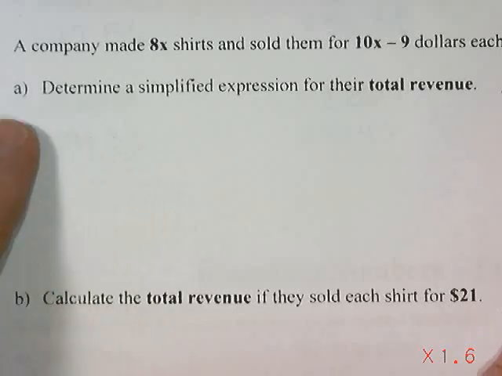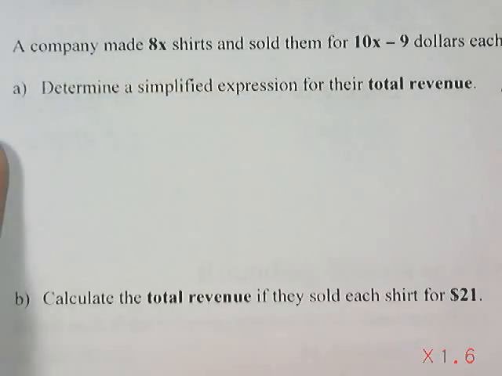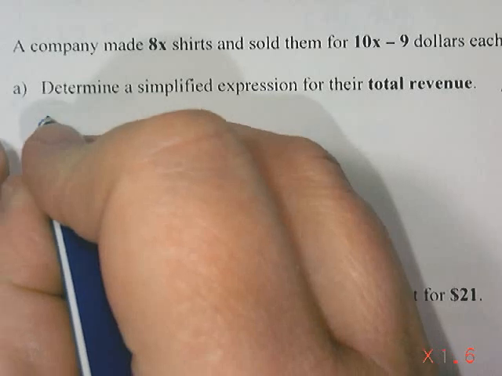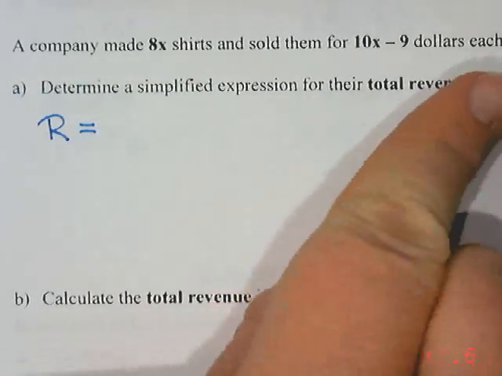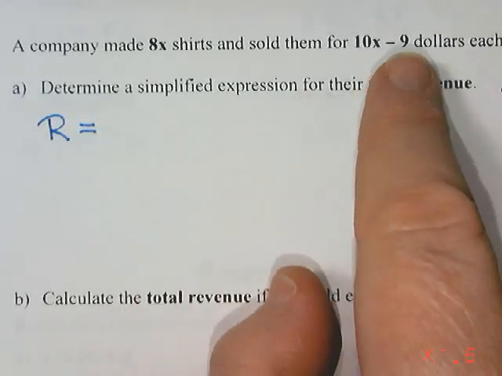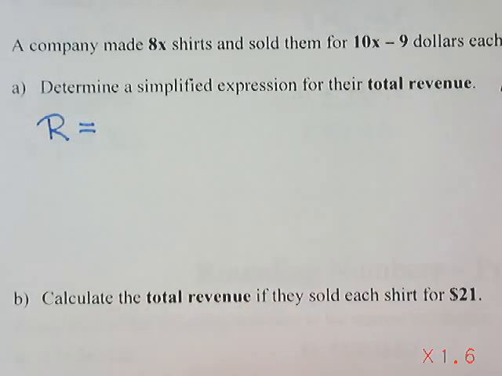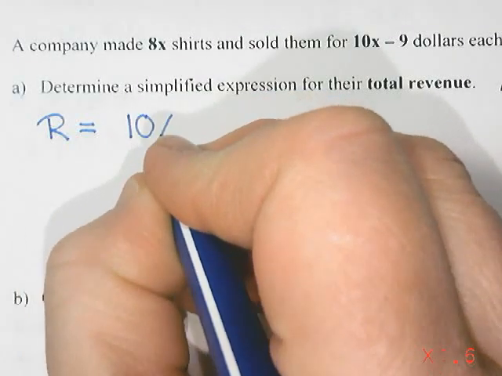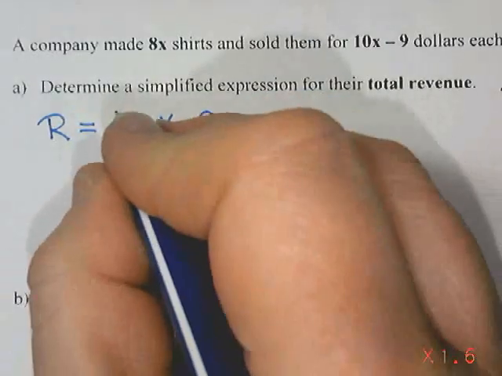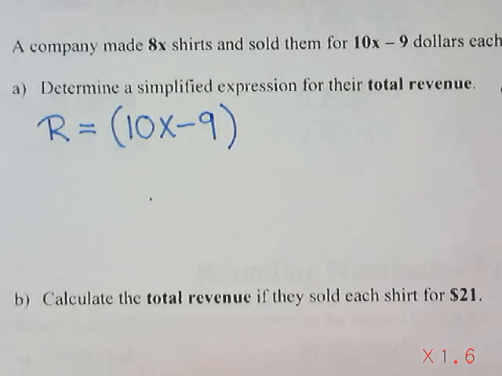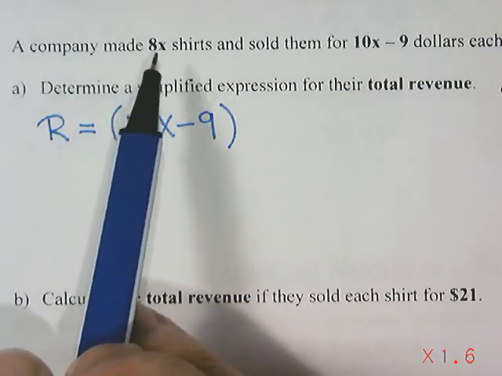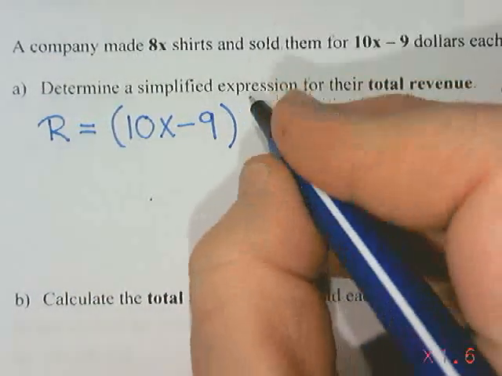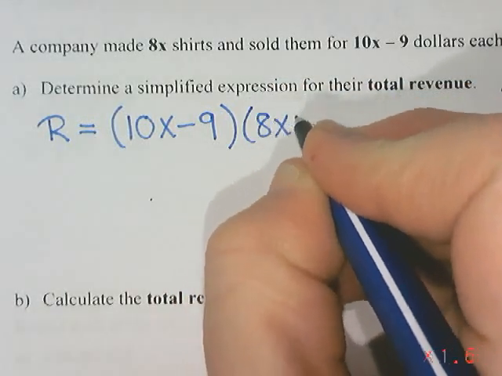So I'm going to start with the formula. It said that revenue, I don't want to write out revenue, I'm just going to write R, is the price. I'm looking at the formula that's just off to the side here, is the price. The price here is 10x minus $9. And I need a bracket to show that those are together. And then we're multiplying by the number that we sold. So I'm assuming they sold all of their shirts. So I am going to say that they sold 8x shirts. So we are going to multiply by 8x.